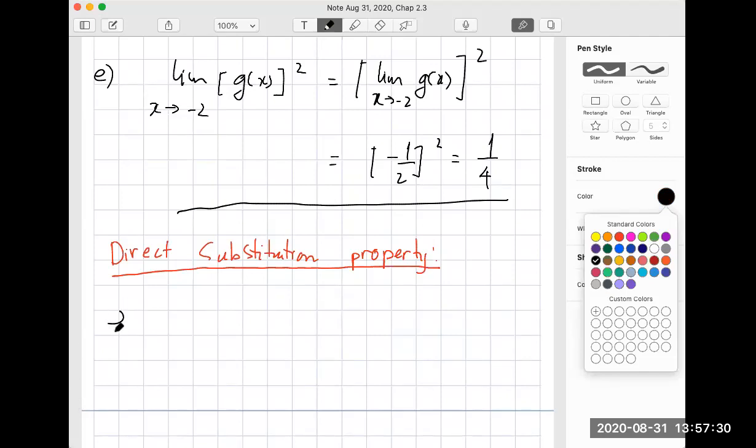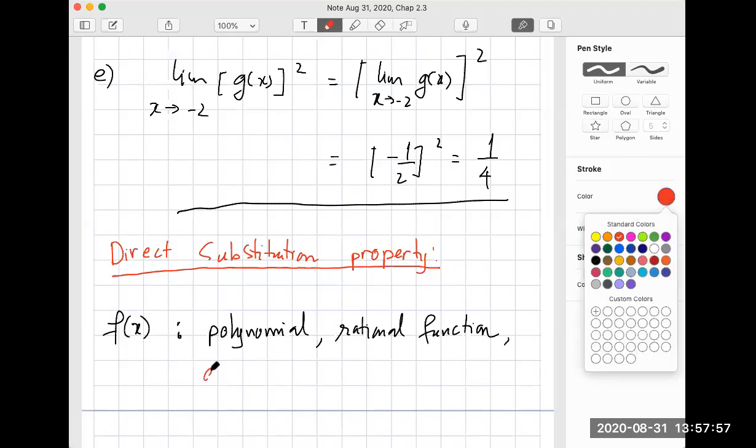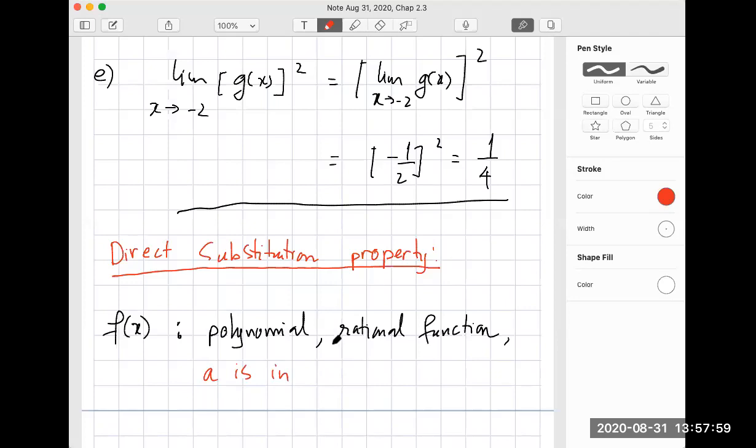So if a function f of x is a polynomial, for more details, read the book. I just summarized the main idea of the function, right? A polynomial or a rational function, right? And a is in the domain, very important. A is in the domain, okay?